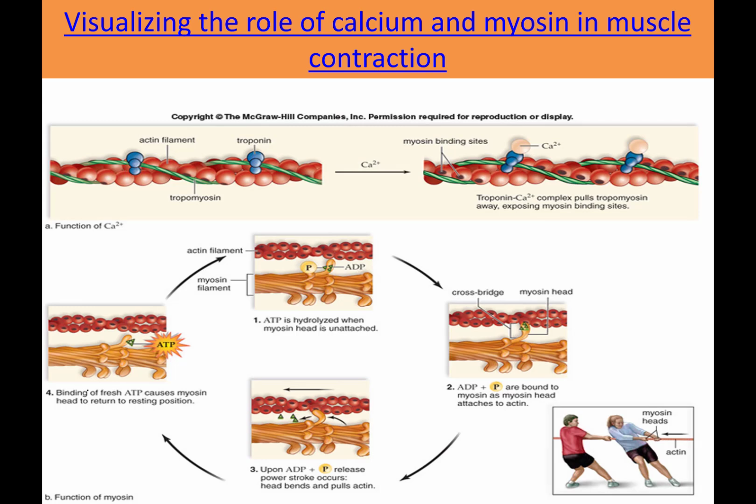So this is kind of putting it all together. Here you can see that little myosin head or myosin cross bridge attaching to the actin, and then kind of like a golf swing, it swings through. And then again, you'll notice ATP is also required for this to relax as well.